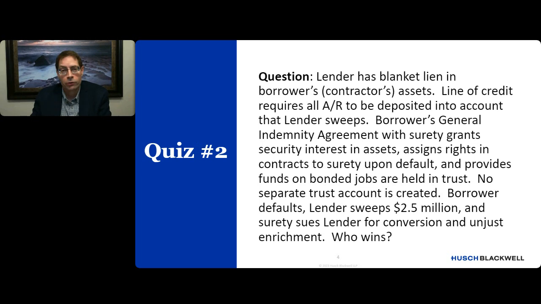And the borrower defaults, the lender swept $2.5 million out of the account. The surety sues the lender for conversion. You converted our collateral, and also arguing unjust enrichment. And the question is, who wins, the lender or the surety? All right.